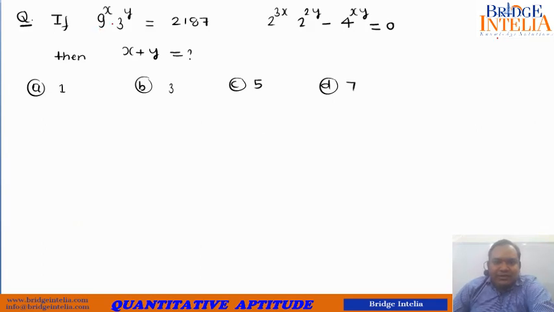So if 9 raised to power x, 3 raised to power y is equal to 2187, and 2 raised to power 3x, 2 raised to power 2y minus 4 raised to power xy is equal to 0, then we have to find the value of x plus y. Again you notice the numbers 9, 3, 2187, all these three numbers are powers of 3. So 2187 is actually 3 raised to power 7. So again you look here at the choice of numbers, all these are powers of 2. That is the purpose behind choosing these kind of numbers.